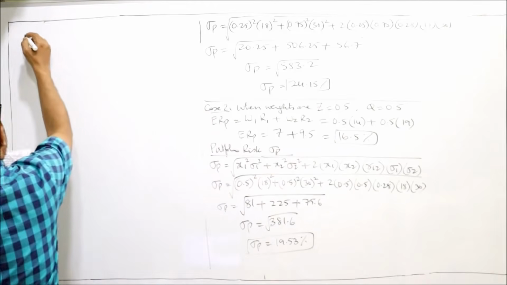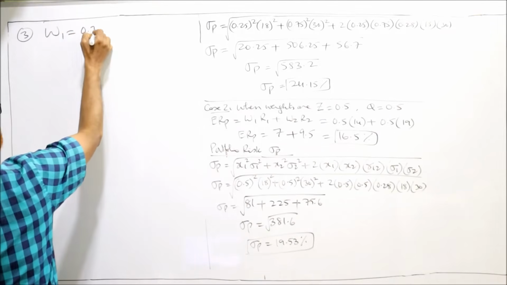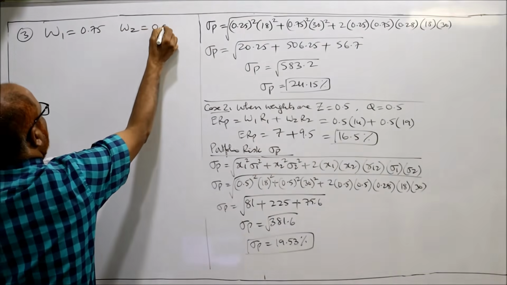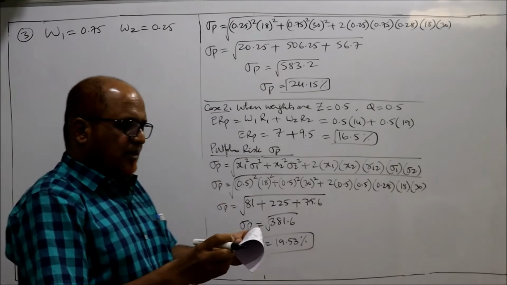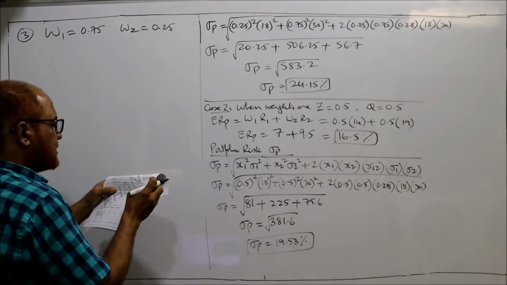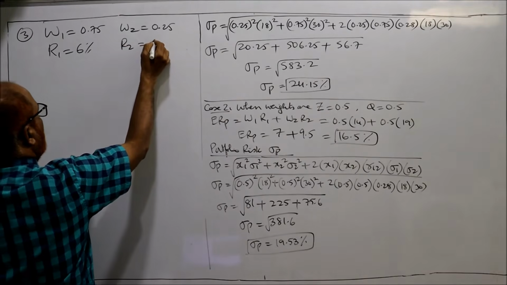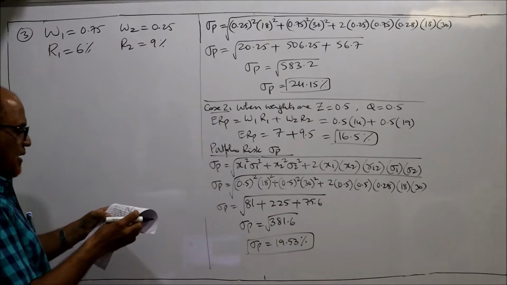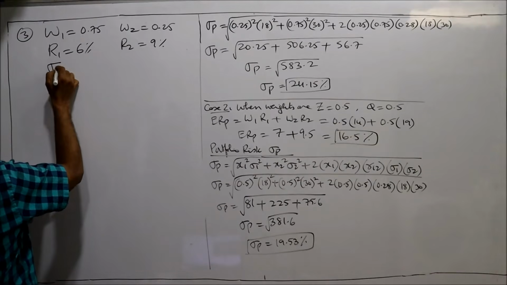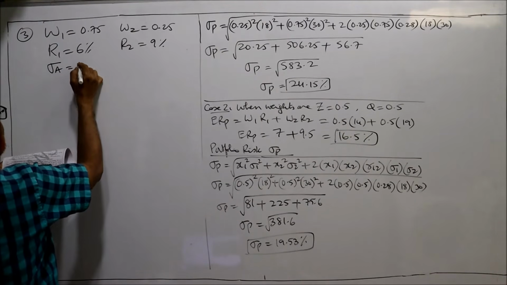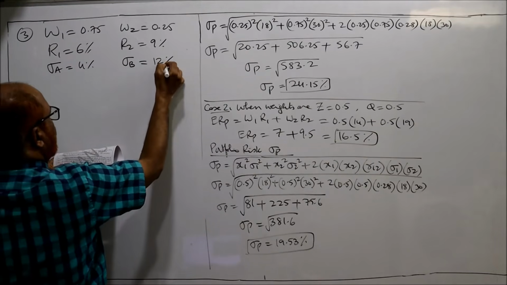So first I will write down the information given. W1 is equal to 0.75 and W2 is equal to 0.25. Then the expected returns on A and B are 6% and 9%. R1 is equal to 6%, R2 is equal to 9%. And the standard deviation of returns on A and B: sigma A, the standard deviation of A security, is 4%. Standard deviation of B security is 12%.